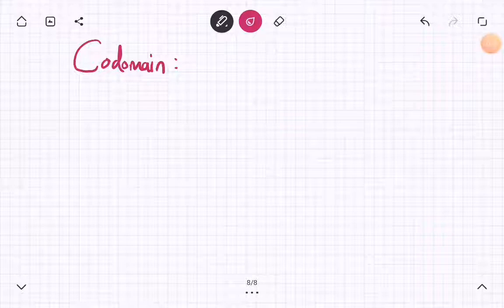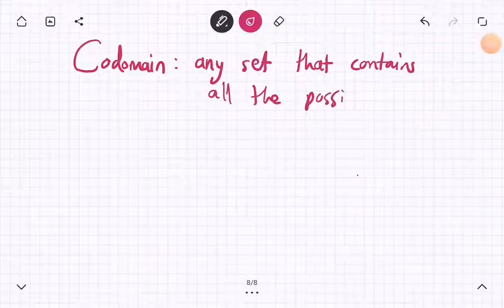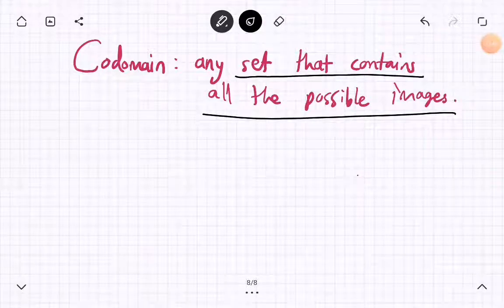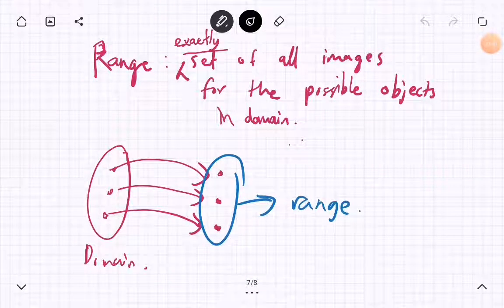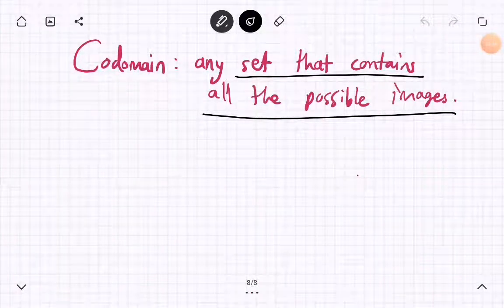Then the codomain. Codomain is not a fixed set. The codomain is any set that contains all the possible images. Okay, and now hold up, we saw this with the range as well, right? Pretty much we said that the range is the set of all images, and then we say that the codomain must have all the possible images. So isn't it the same thing?